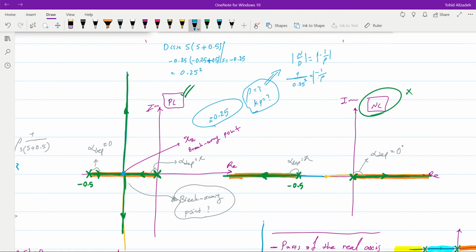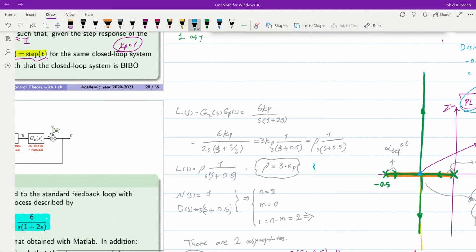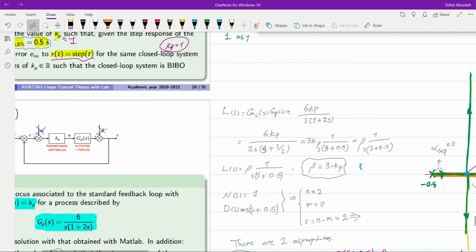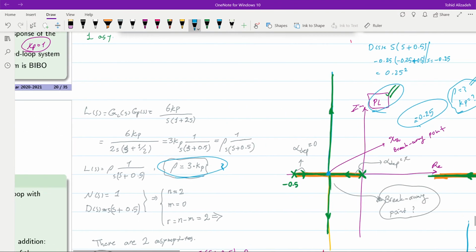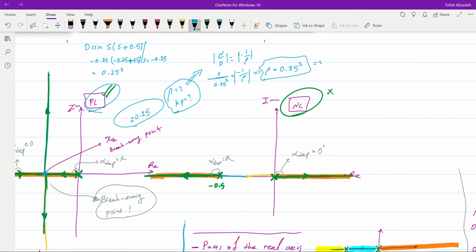in terms of amplitude, and therefore rho will be equal to, and since we are dealing with the positive locus, rho will be equal to 0.25 squared. And again, keep in mind that rho has a positive value. On the other hand, rho was equal to 3 times Kp. Okay? Since rho is equal to 3 times Kp, we can figure out the value for Kp. Kp will be equal to 0.25 squared over 3. And we will have the value for Kp.